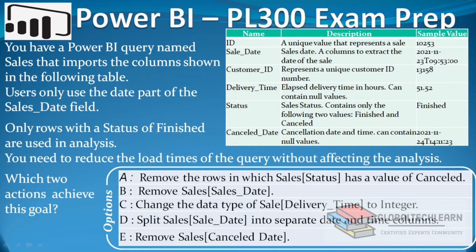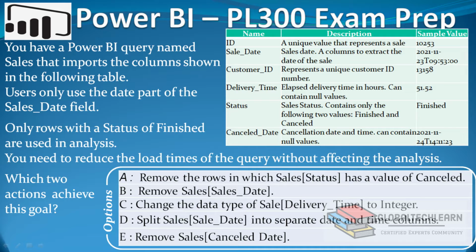In this video, we will practice a Power BI question related to tuning the Power BI model to improve model performance. So the question is: you have a Power BI query named sales that imports the columns shown in the following table. On the right side, we can see we have columns like ID, sale date, customer ID, delivery time, status, and cancelled date.